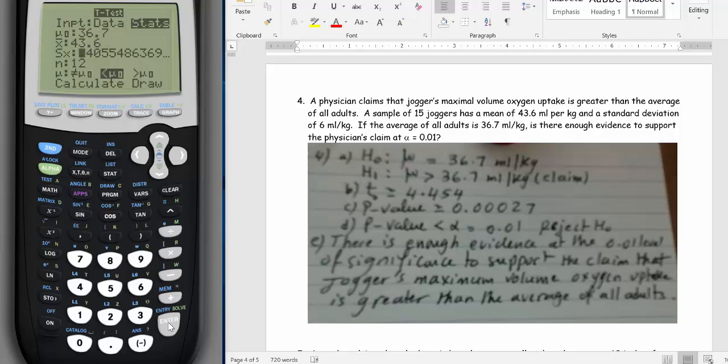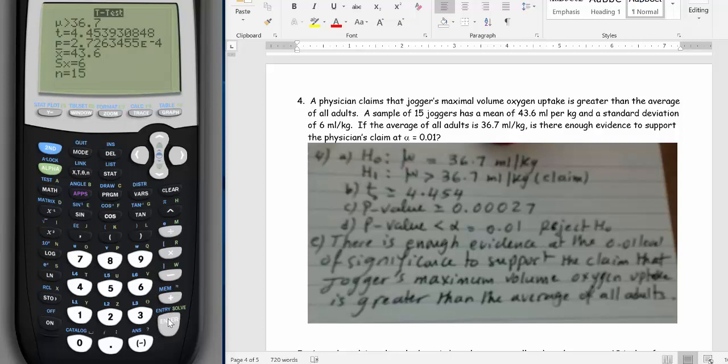S, the sample standard deviation, he said it's 6. N, how many in the sample? 15. What's the alternative hypothesis? The alternative hypothesis, as we said, is greater than. Enter. Here you go. So I got the test statistic.